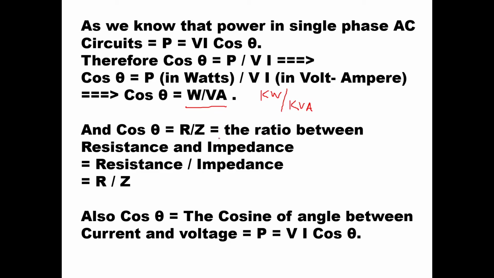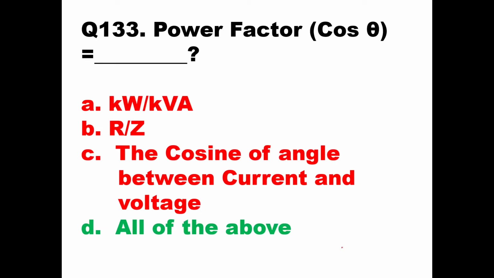The second option says that cos theta is equal to resistance upon impedance. That is also true. And the third option, the cosine of the angle between current and voltage: P is equal to VI cos theta. So all these statements are true, so all of the above is correct. Power factor can be given as kilowatt upon kilovolt ampere, or as resistance upon impedance, and as the cosine of the angle between current and voltage.